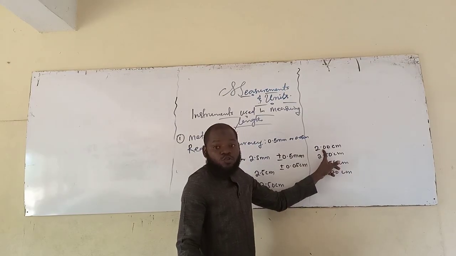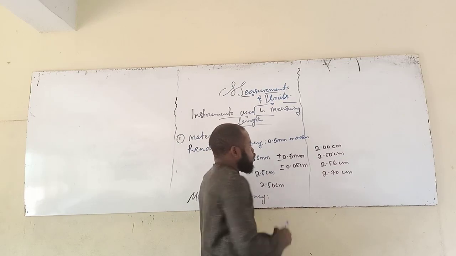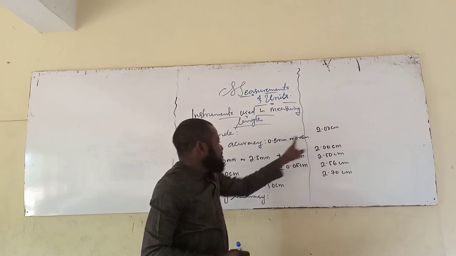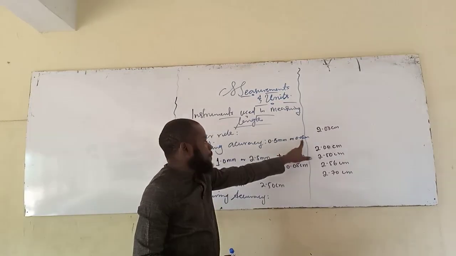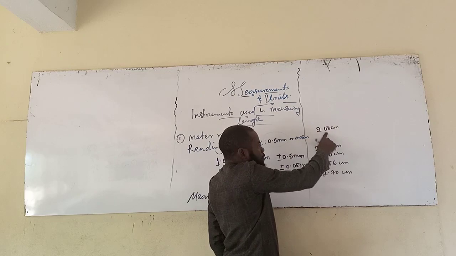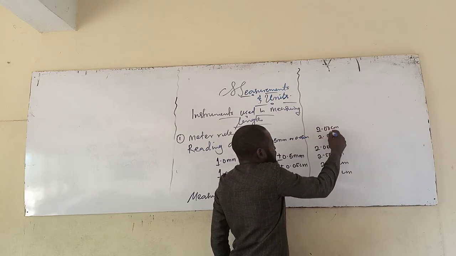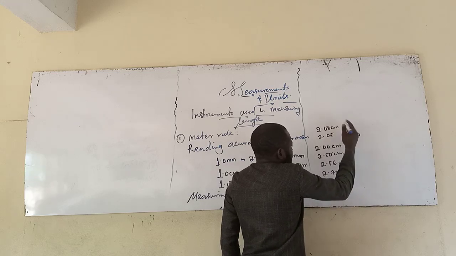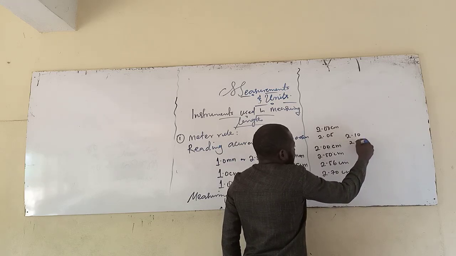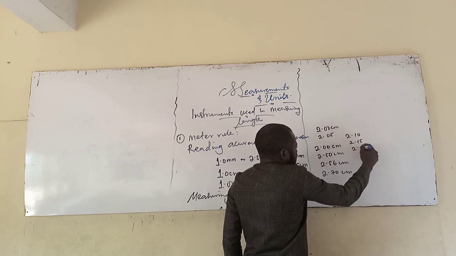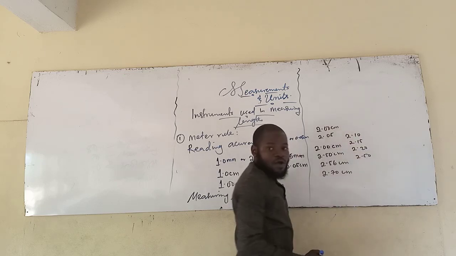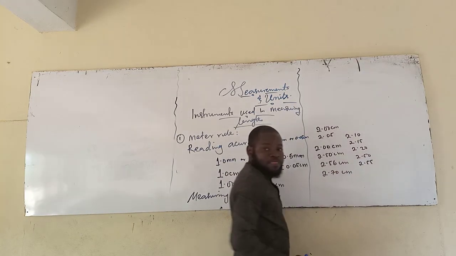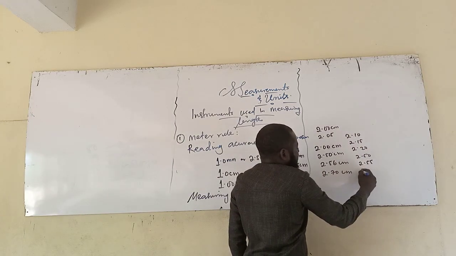It's possible for you to measure 2 centimeters. That is very certain, isn't it? So start from 2.0 centimeter. Then start adding the reading accuracy to it, which is 0.05 centimeter. If you add 0.05 to this, you have 2.05. If you add another one, you have 2.10. If you add another one, you have 2.15. If you add another one, you have 2.20. Down to 2.50. Are you seeing this now? If you add another 0.05, you have 2.55. Am I making sense now? If you add another 0.05, you have what?